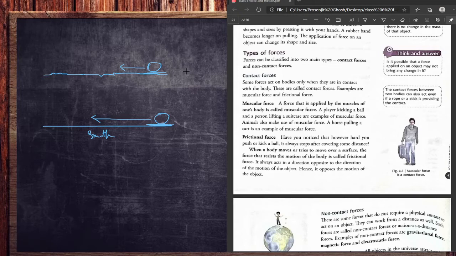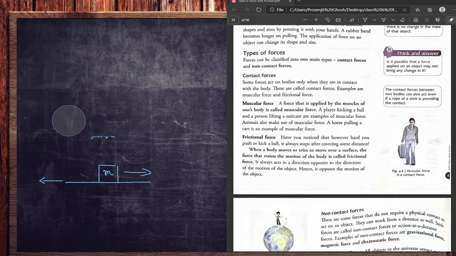So how will you write in your exam what friction force is? You have to draw a diagram like this. Please draw it in your copy. I'm not talking about these two, I'm just erasing these two. Just draw the below one.